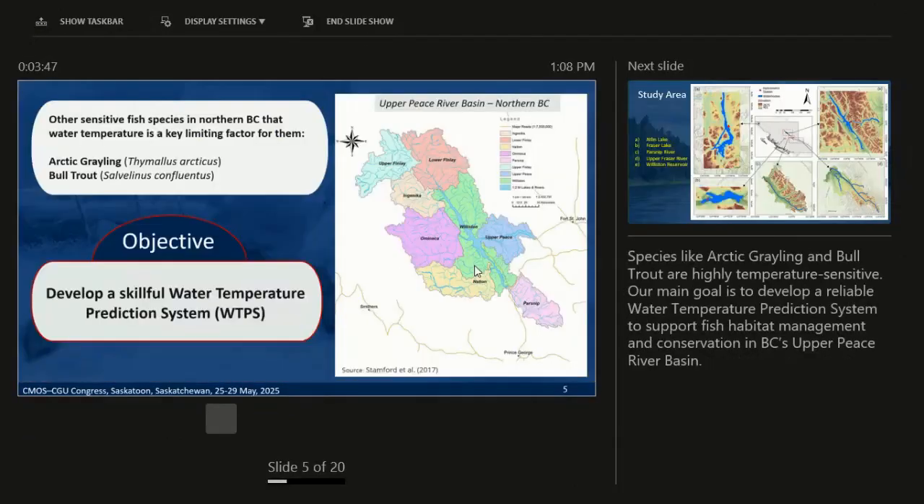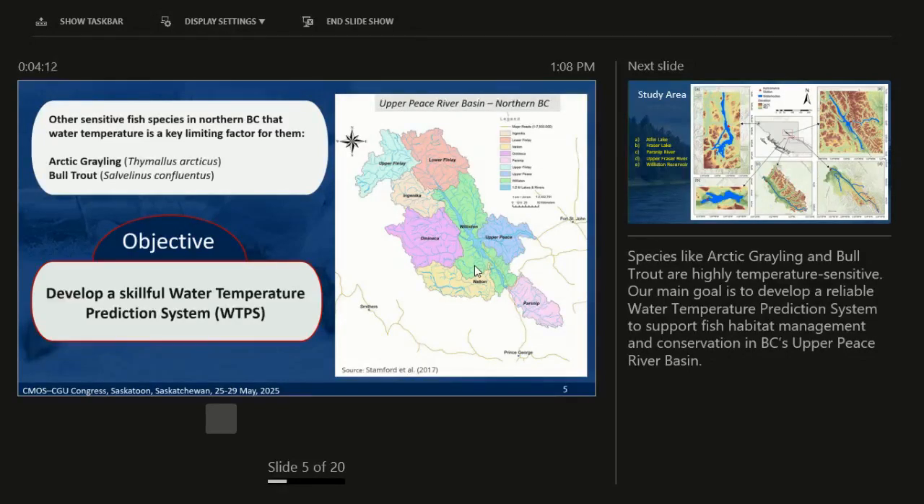So it is not only salmon, there are other species which are affected by this increasing temperature. For example, there's a study by the Fish and Wildlife Compensation Program in 2017 that looked at this temperature increase in the Upper Peace River Basin in northern BC, where they found that there are 2 species, bull trout and Arctic grayling, for which temperature is a limiting factor.